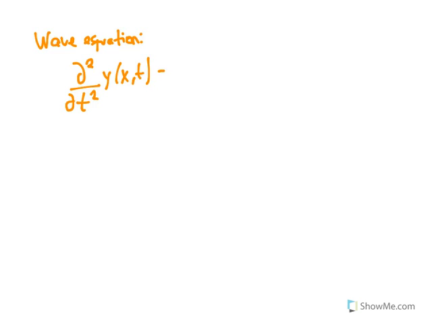The differential equation or the wave equation that is modeling this phenomena is going to state that the second partial derivative due to time of the position, which is a function of x, comma, t, minus the square of the velocity times the second partial derivative of this position due to x has to be equal to 0.